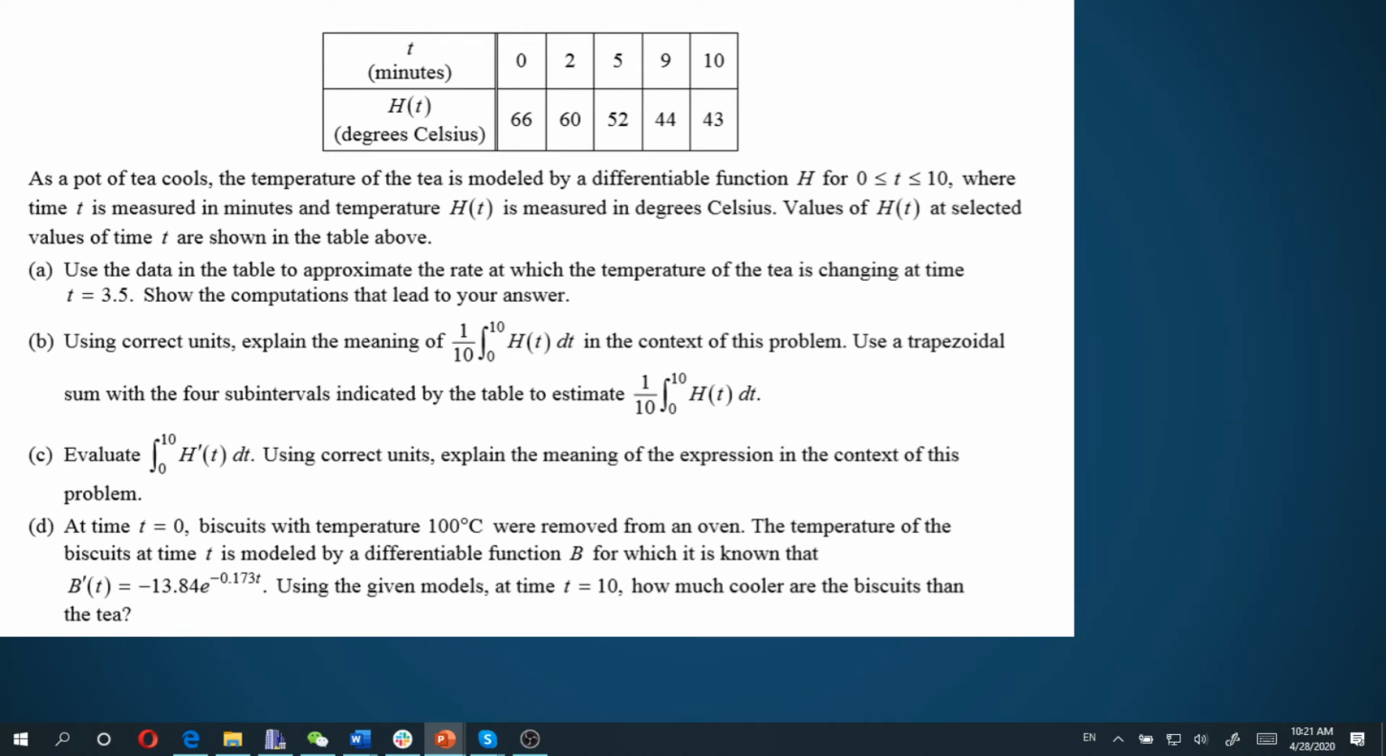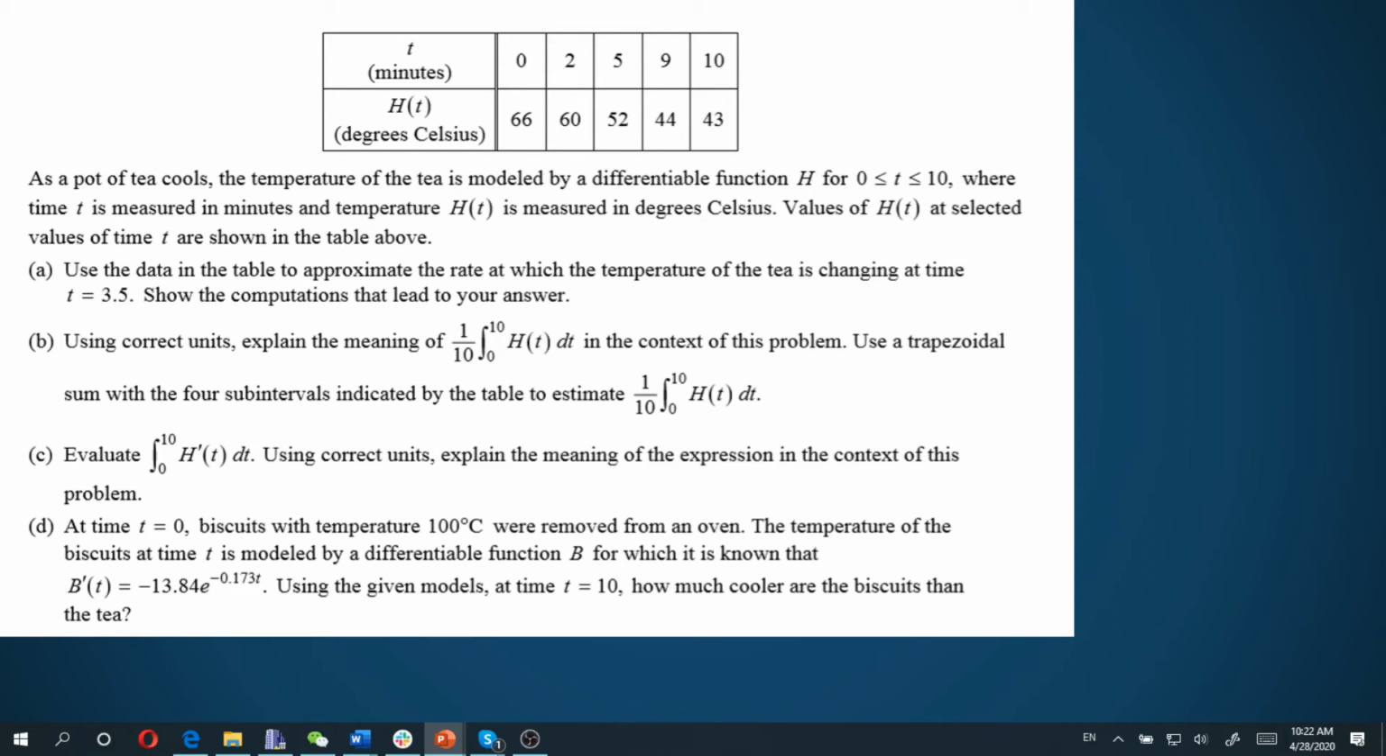Alright, last one. At time t equals 0, we have biscuits with a temperature of 100 degrees that are removed from an oven. The temperature of the biscuits is modeled by a differentiable function, which is known to be b prime t is negative 13.84 e to the negative 0.173 t. Using the given models at time t equals 10, how much cooler are the biscuits than the tea? Okay, so I need to figure out what the temperature of our biscuit is at time 10.